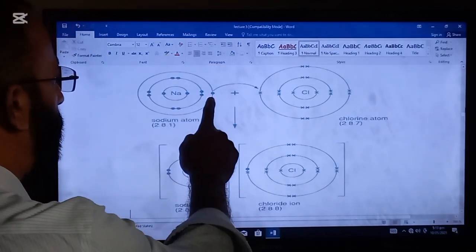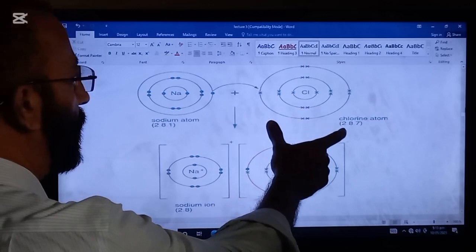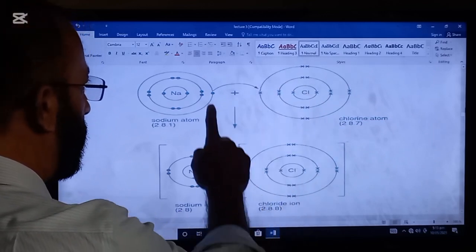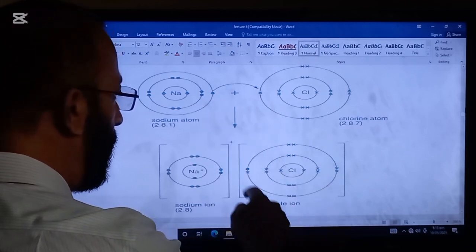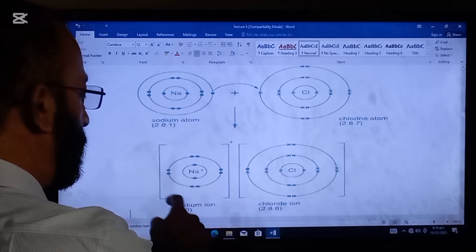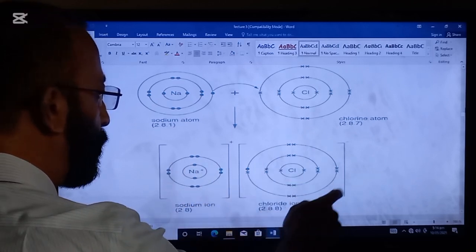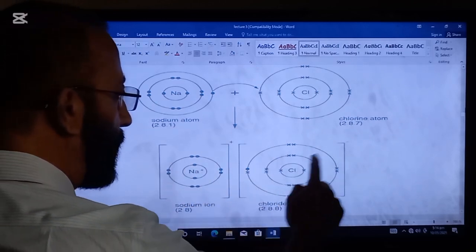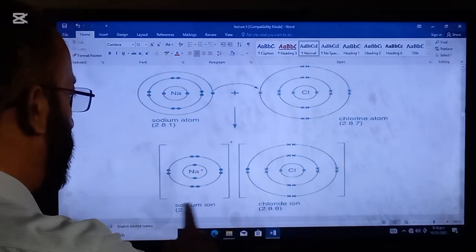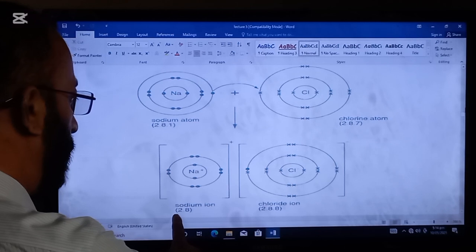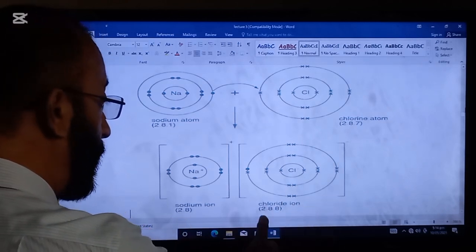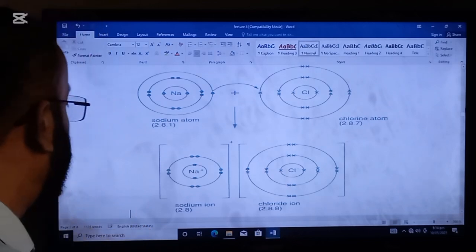This last valence electron is thrown towards the chlorine. So this last electron will come into the outermost shell of the chlorine. Both are achieving the noble gas configuration. Outermost shells are complete now. This is gaining -1 charge, this is gaining +1 charge. The sodium ion's electron configuration now will be 2,8, and the chloride ion's electron configuration now will be 2,8,8.